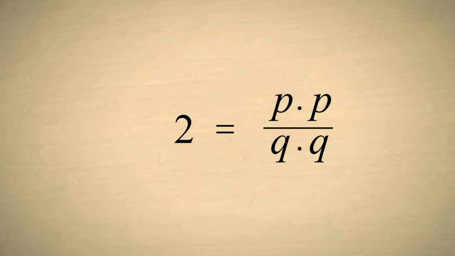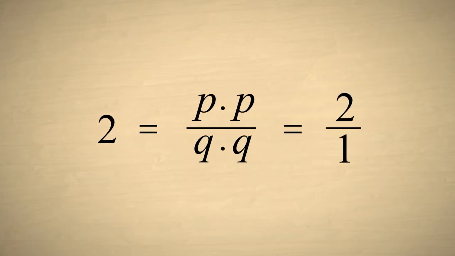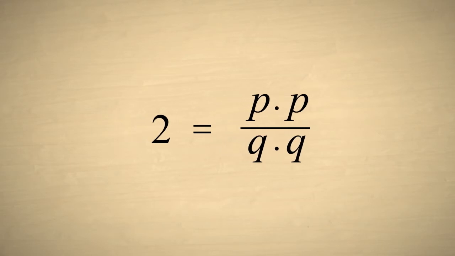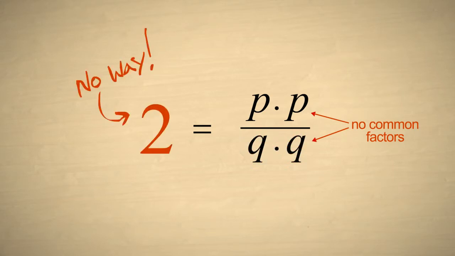For this fraction to be equal to 2, we must somehow be able to reduce it to 2 over 1. But we already saw that q was not 1. So the only other way this fraction could be equal to 2 over 1 is to cancel out common factors in the numerator and the denominator. But we also said that p and q have no common factors. Therefore, there are no factors in the numerator that are the same as any factor in the denominator. So we can't cancel any factors, and there is no way that this fraction can be equal to 2.